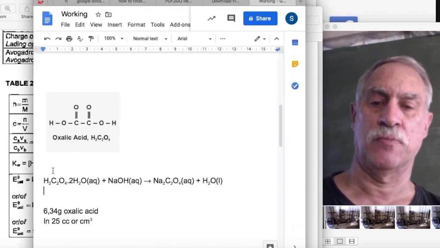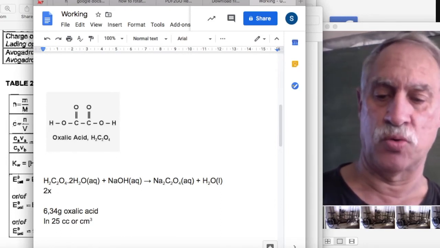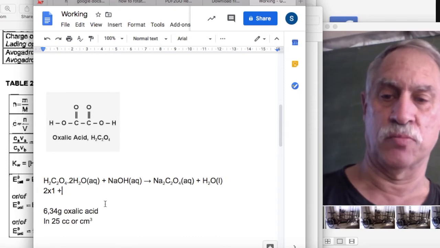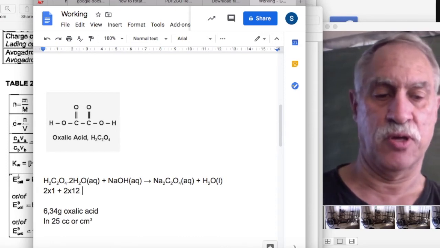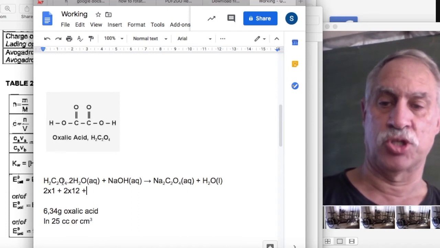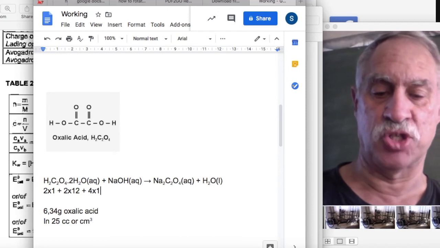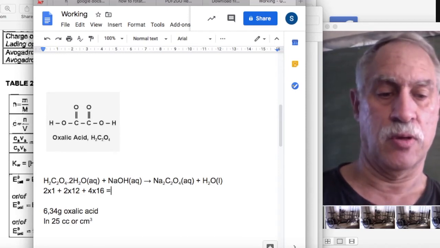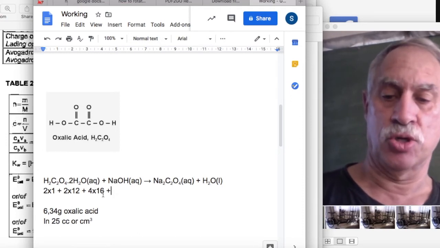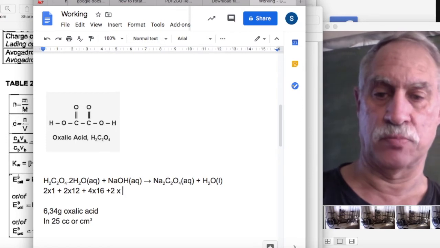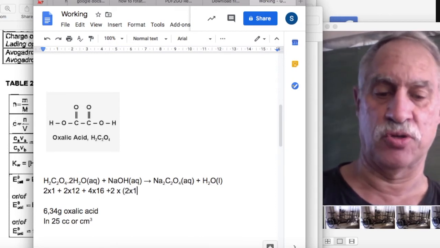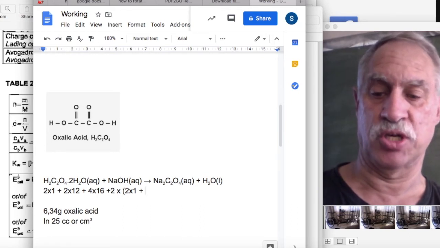Right, so 2 hydrogens is 2 times 1. Then we've got plus 2 carbons, plus 2 times 12, plus 4 oxygens, 4 times, remember oxygen was 16, plus our 2 waters of crystallization, plus 2 times, well, let's work it all out together, H2O, 2 times 1 for the 2 hydrogens, plus oxygen is 16.